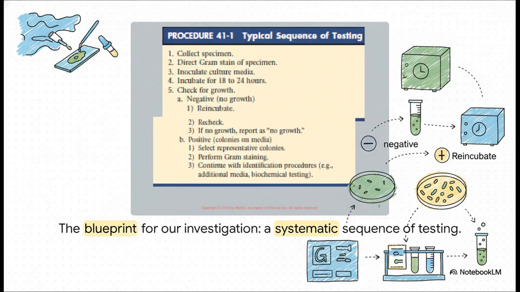And here's the blueprint for our entire investigation. You can see it's not just random guesswork, it's a really systematic procedure that microbiologists follow. First, you get the sample, you might do an initial stain, then you put it on the culture media, and then you just have to wait. After that, you'll see the path kind of splits based on what starts to grow. This is our roadmap for the whole process.